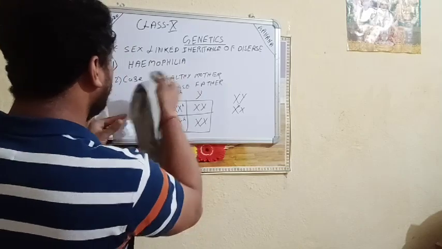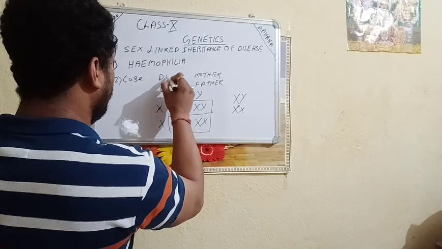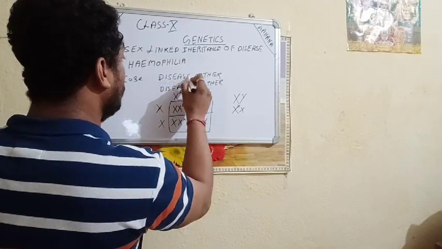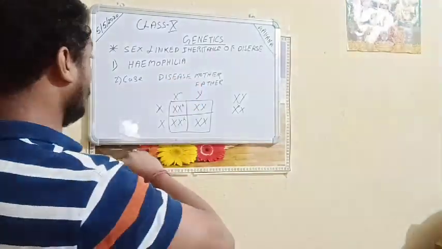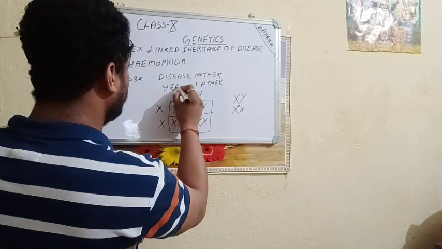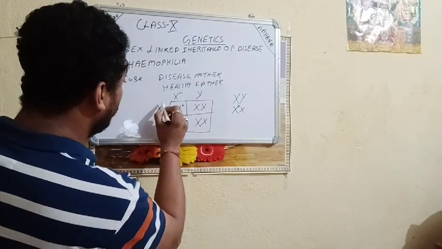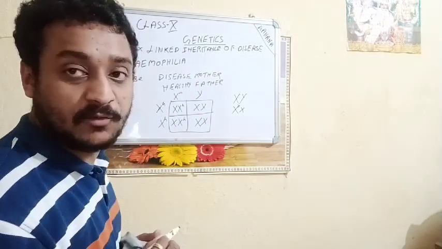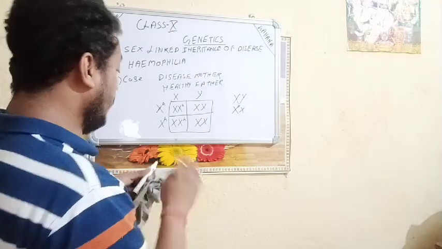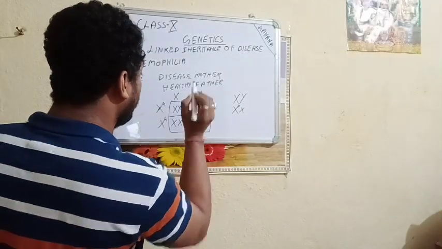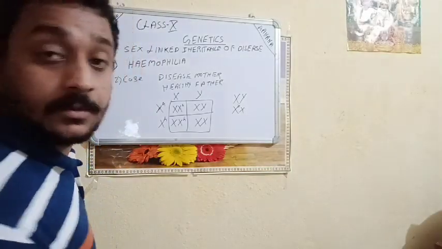What we will do here is, we'll just change it. Let us put here diseased mother and healthy father. Mother is diseased, means both the X chromosomes of the mother have the hemophilia alteration, but the father is healthy, means the father will not have any hemophilia symptoms, or any hemophilic disorders. Now, what we will do here?